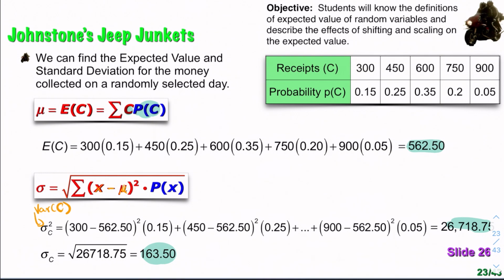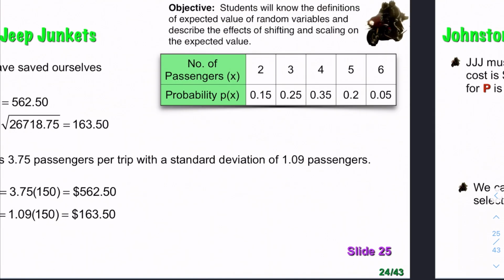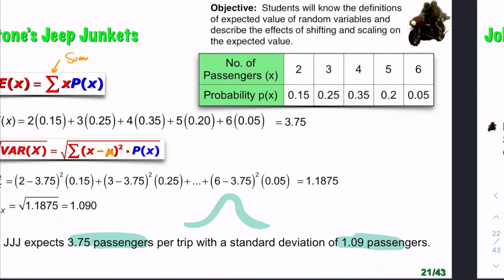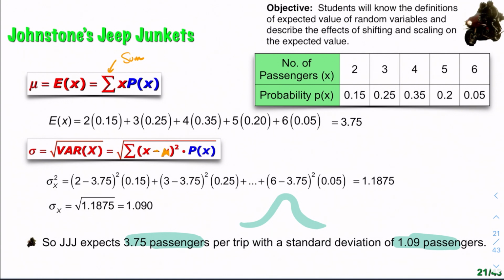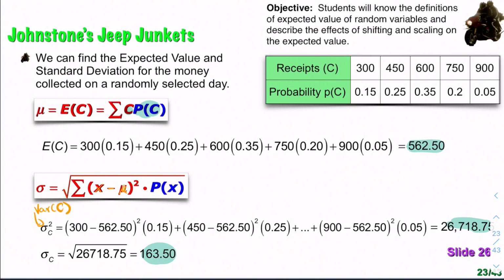Now, you might be asking yourself, Mr. Swenson, that seems like a lot of work. Isn't there an easier way? And so if you go back to slide 23, so we'll go back 3 slides. Expected value, sorry, I want to go to slide 21. Our expected value was $3.75, and our standard deviation was 1.09. How can I get these numbers?